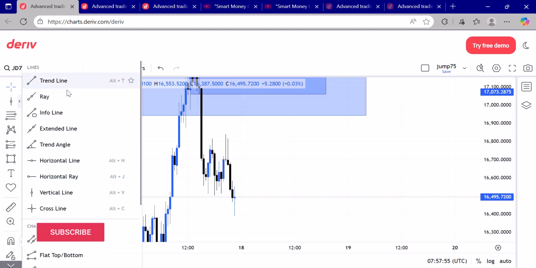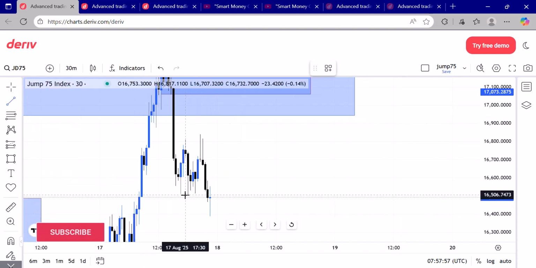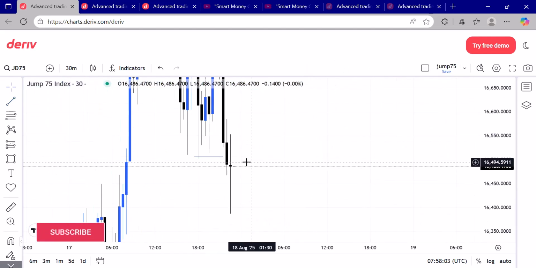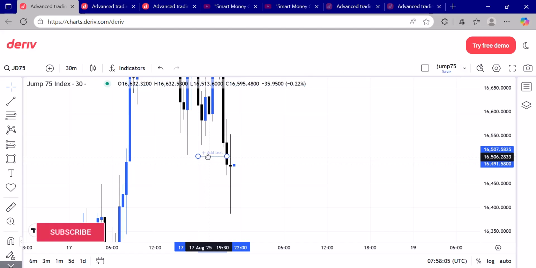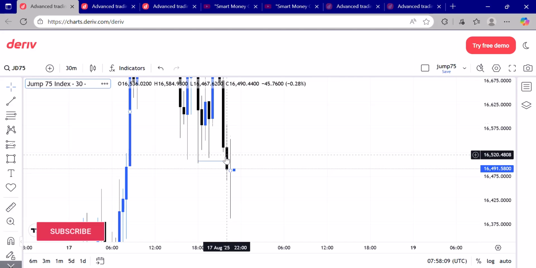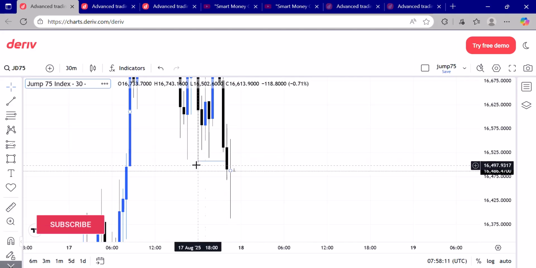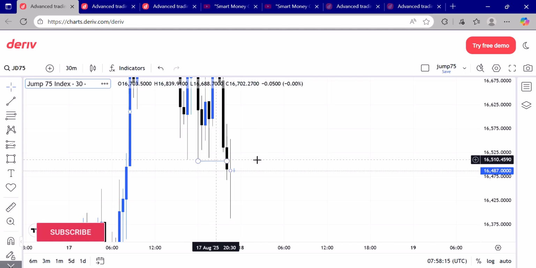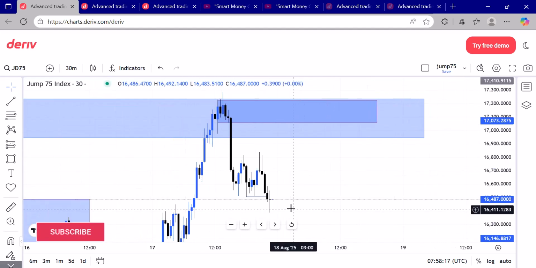Okay, right. So this is a break of structure to the downside. This is a break of structure to the downside. This is a break of structure. Why is it a break of structure? Because we saw a full body candle. So price took out this previous low and it closed below. This is why it's a valid break of structure. So we're expecting that price will come in.